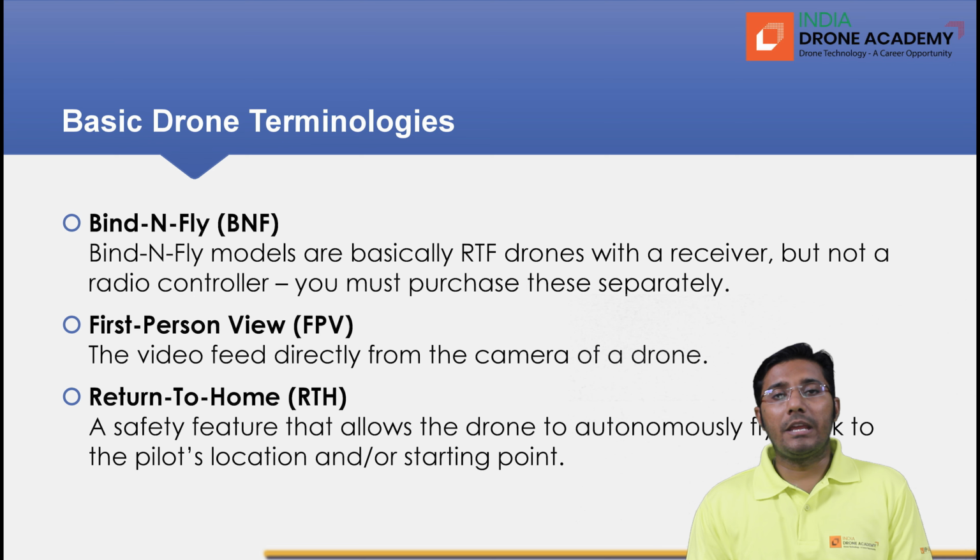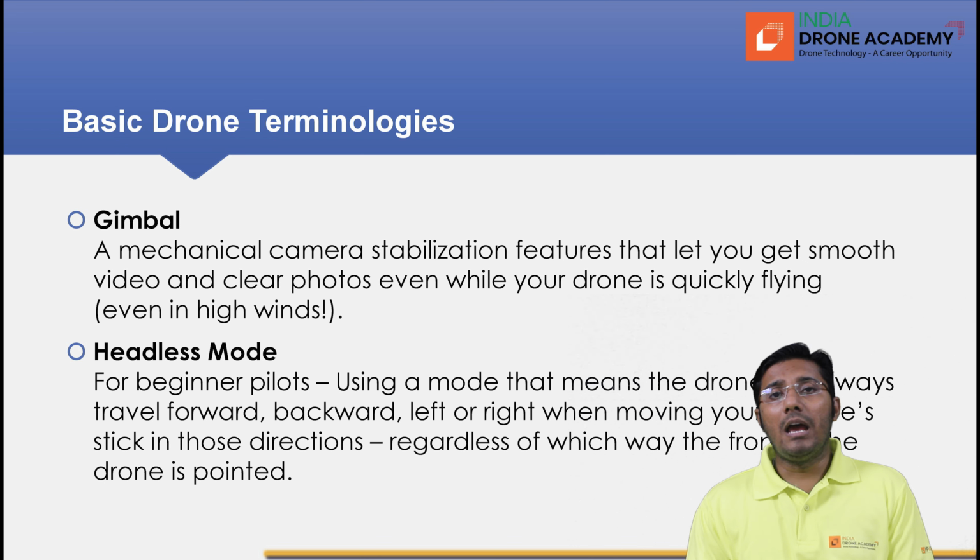Gimbal. Gimbal refers to a mechanical camera stabilization component. This gimbal helps the camera take stable pictures and videos during the flight, and the clear, smooth video which you get from the gimbal remains undisturbed even when the drone performs different maneuvers during the flight. So this is the important function of a gimbal, to stabilize the camera.